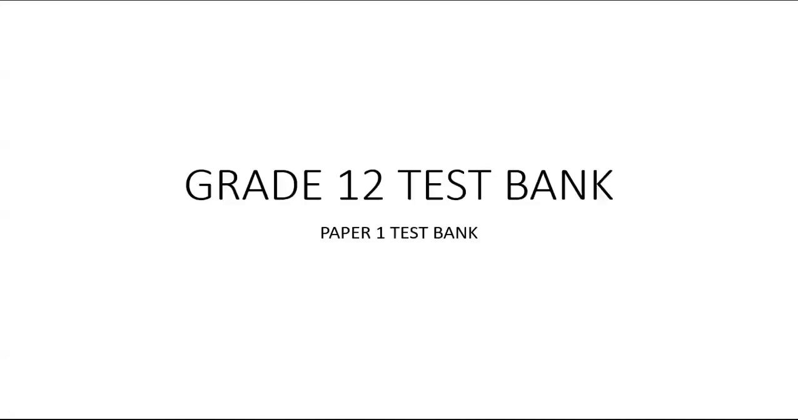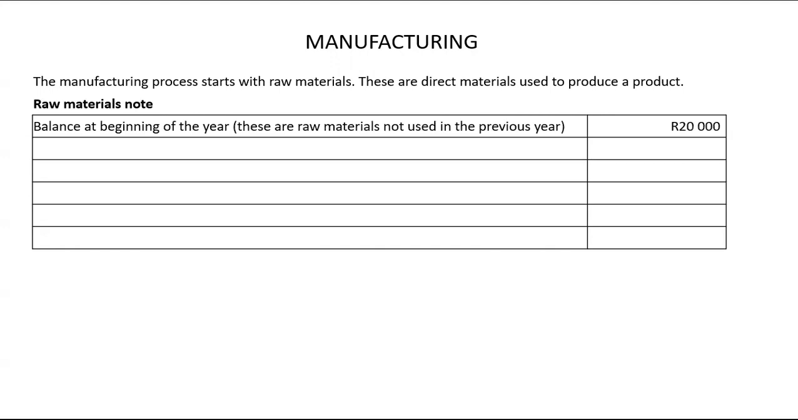Okay. So basically, this is my revision pack. It's a grade 12 revision pack, and this is just a test bank. I started first because now we're just revising manufacturing. So I started with this, okay. When we look at raw materials, we will start with the balance of raw materials. These are raw materials not used in the previous year. Okay, here it's just me giving random examples. So don't ask me where I got the 20,000. This is just a random example, okay.